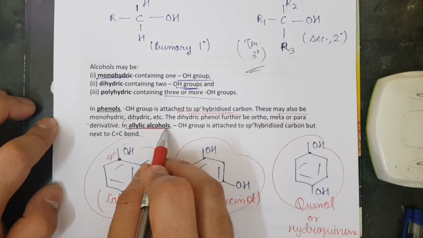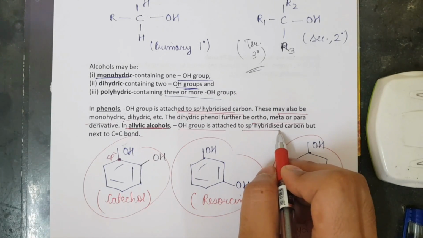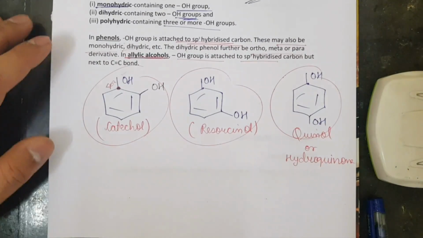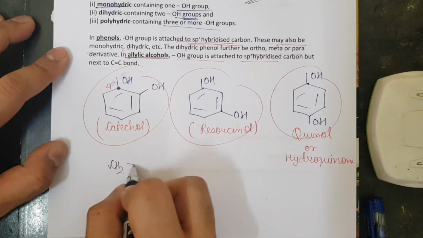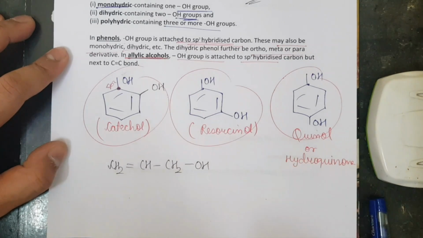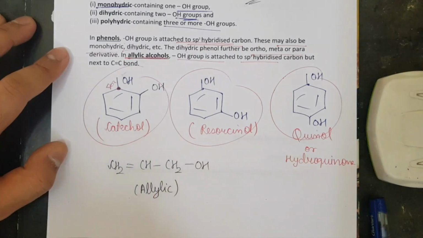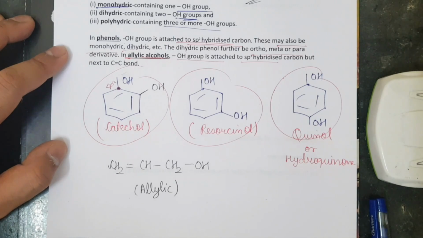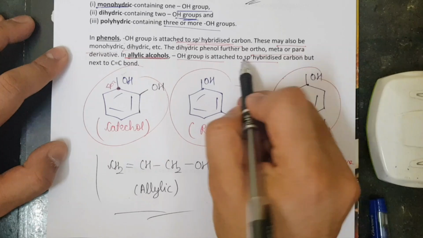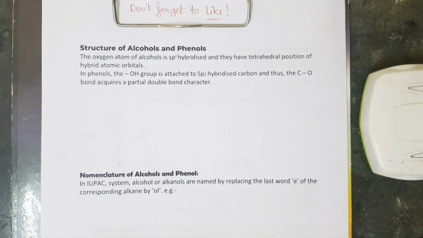In allylic alcohols, the OH group is attached to sp3 hybridized carbon but next to the C double bond C. What is meant by allylic alcohols? Allylic are very important. Like for example, I have written this CH2 double bond CH, CH2OH. So this thing is known as an allylic alcohol. Vinylic isn't possible because that can tautomerize into formation of aldehydes, but this is possible because this is an allylic alcohol. It is attached to sp3 hybridized carbon. Okay, so this can be also known to you.